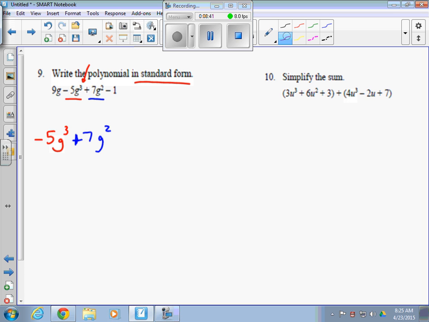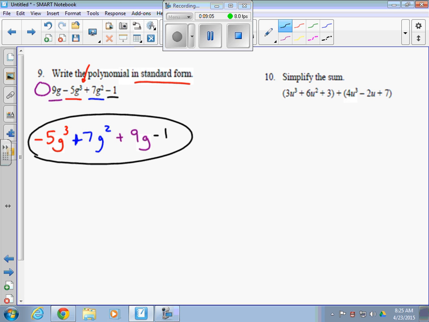The next biggest one would be g to the 1st power. It's available right there. It's positive, even though there's no sign in front of it. We know that that's positive, so you put plus 9g to the 1st power, followed by the thing that has no degree, the thing that has no variable, negative 1. This is standard form.